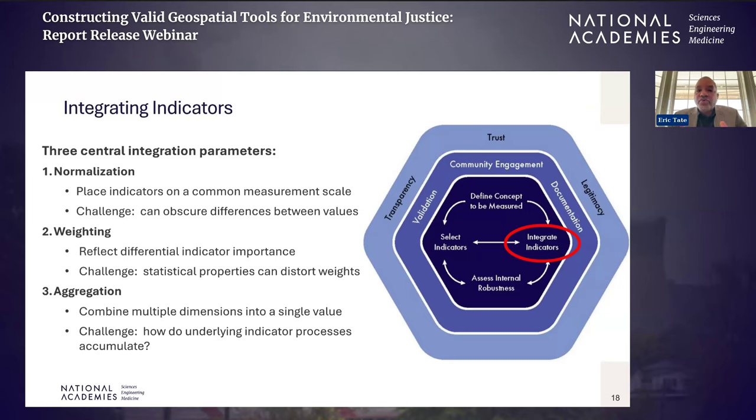Aggregation is the act of putting multiple indicators together, but how you go about combining them can matter. Some typical approaches are addition or multiplication, but ultimately the way that indicators are aggregated should mimic the way that these processes work in the real world.